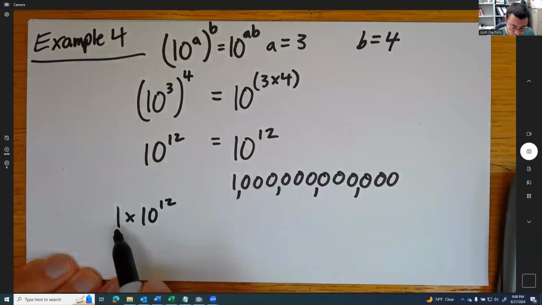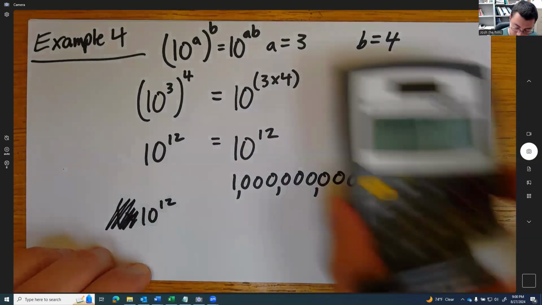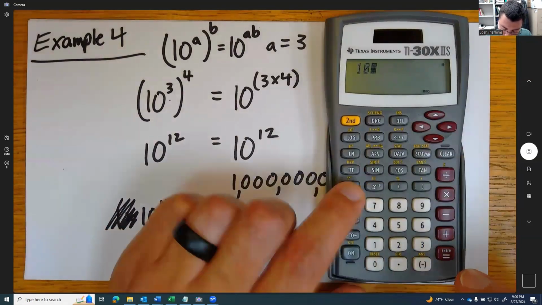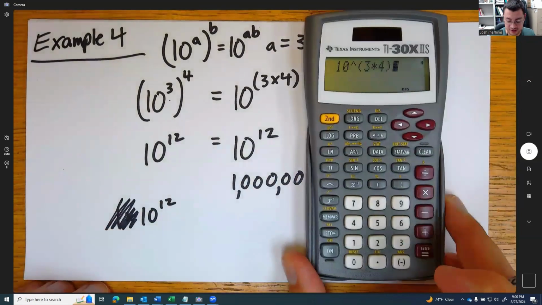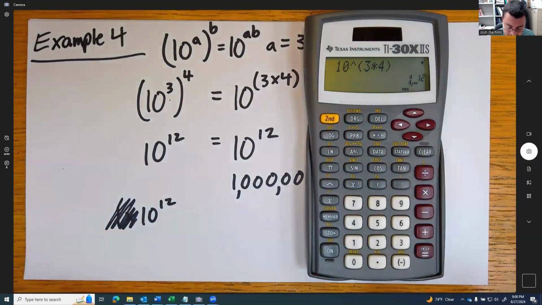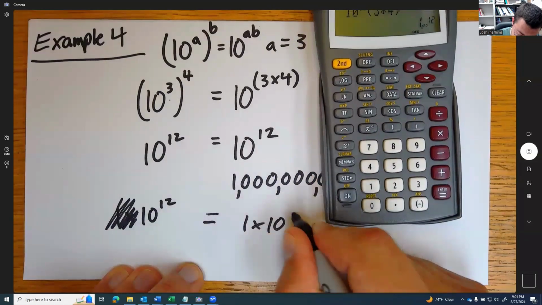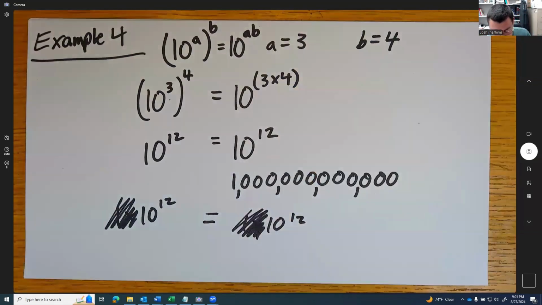And of course, 1 times anything is that thing, so we don't have to write that. So we got that side, and then let's do this side. 10 to the 3 times 4. We're writing it into the calculator a little bit differently. Let's see if it spits out the same answer. And it does. It put out the answer 1 times 10 to the 12th, which is what we had there. And again, for this exercise, we don't need it in scientific notation. If you're wondering what scientific notation is, that'll be a different video.